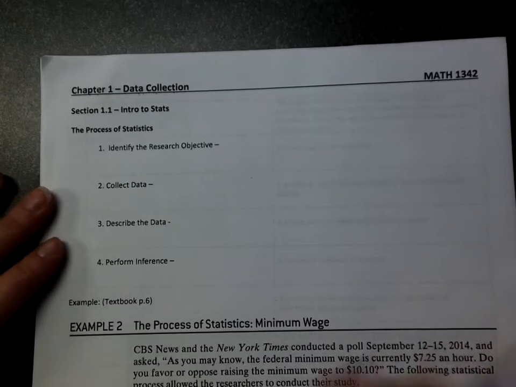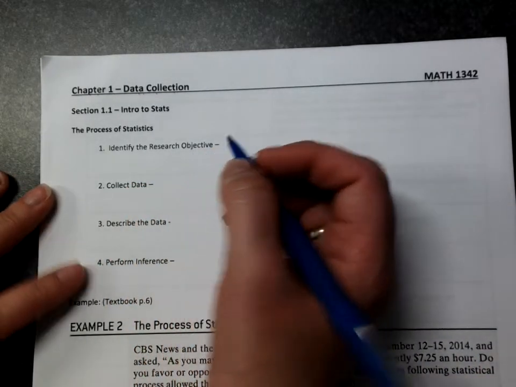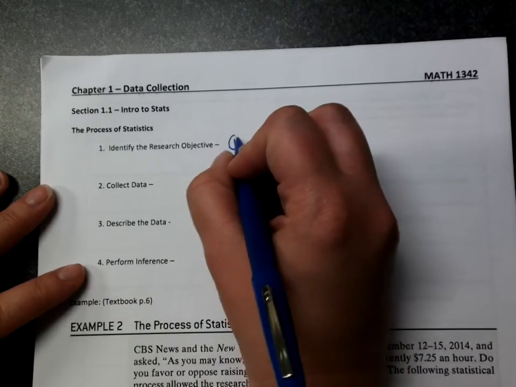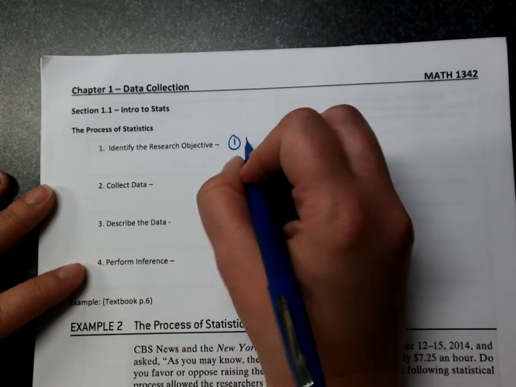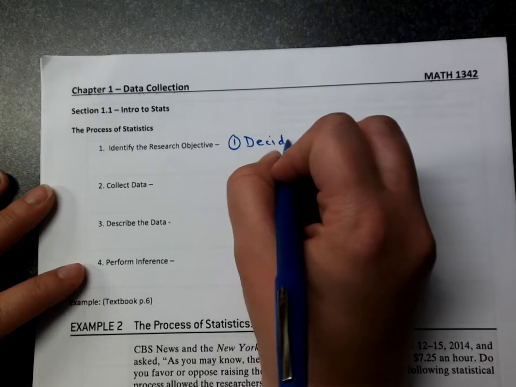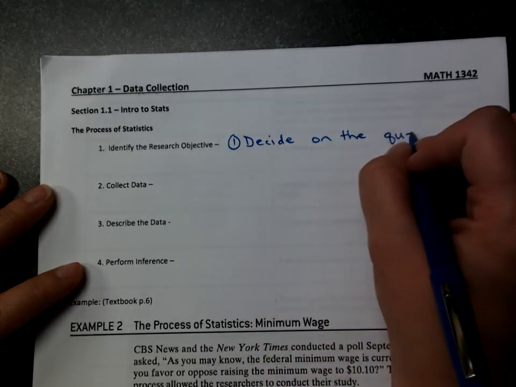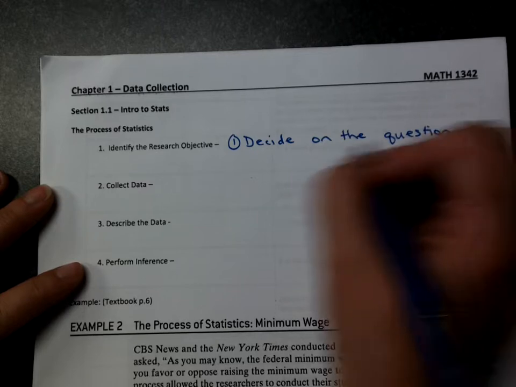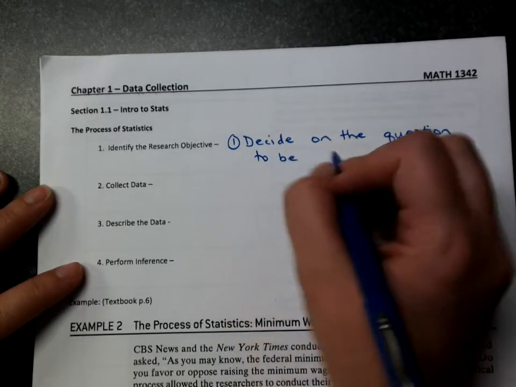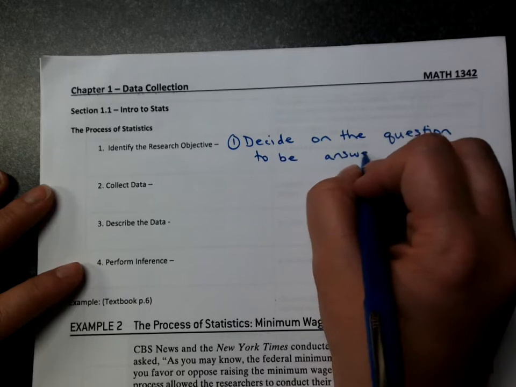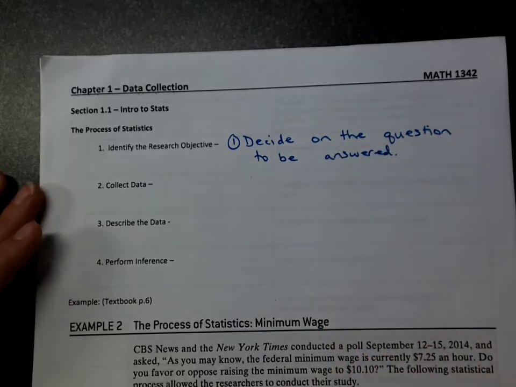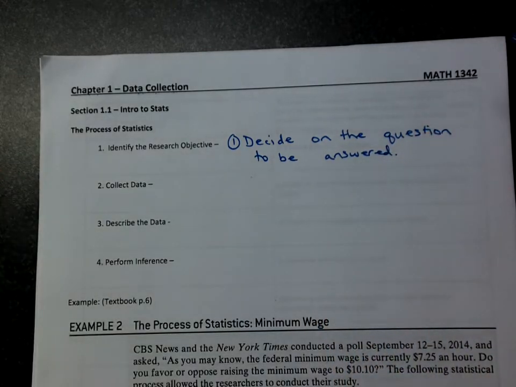The first thing you want to do is identify the research objective. The first thing you want to do is decide on the question to be answered. What is it that you're trying to figure out? What question are you trying to have answered with your research? So that takes some time. You really have to look into what it is you are trying to research and how.